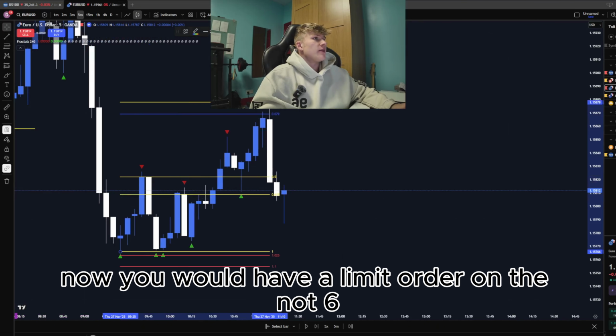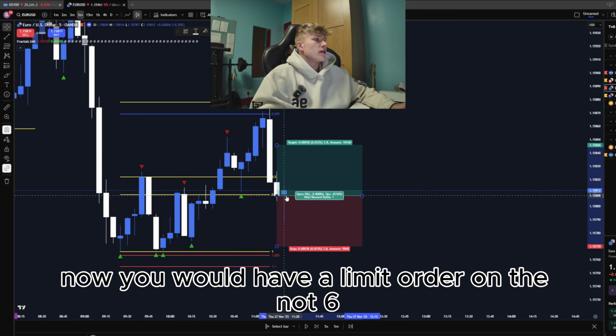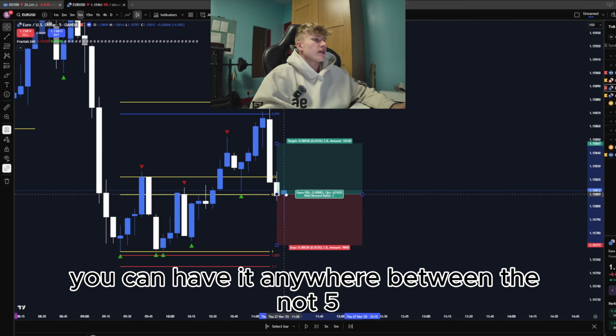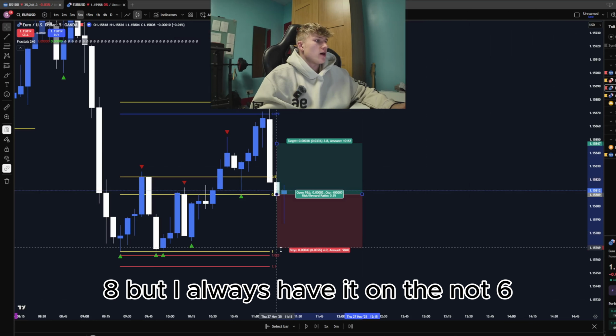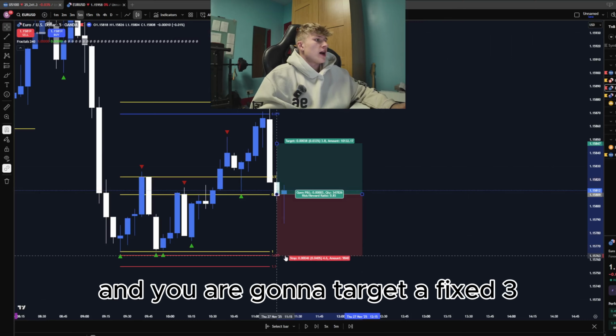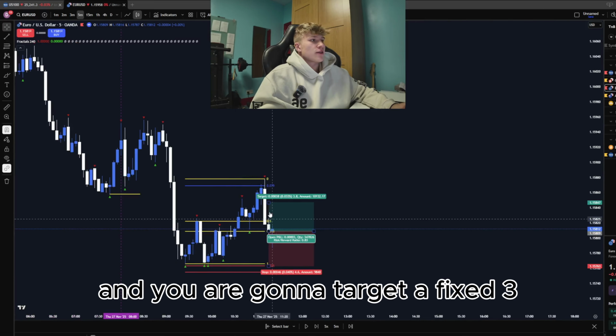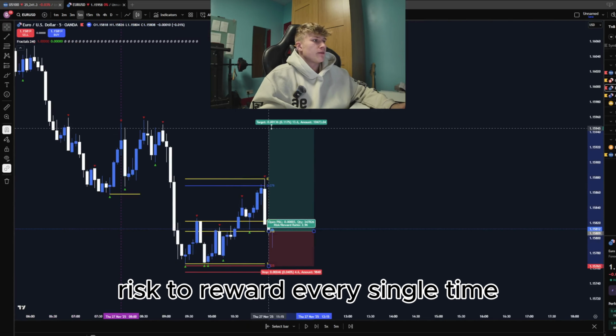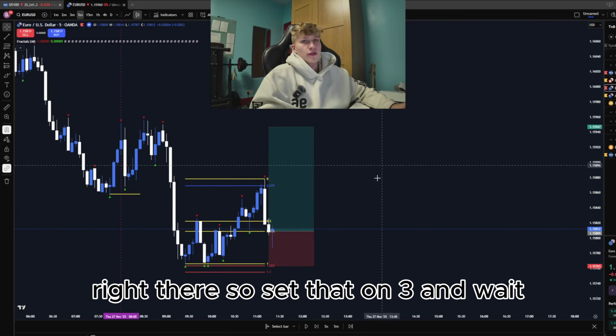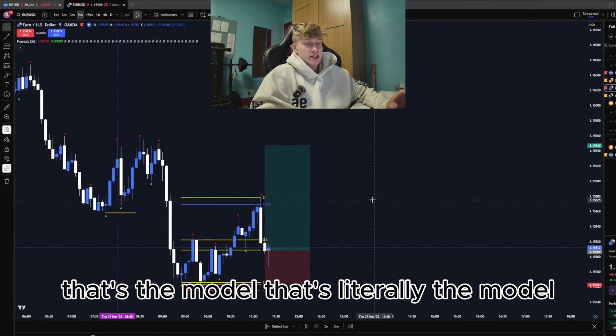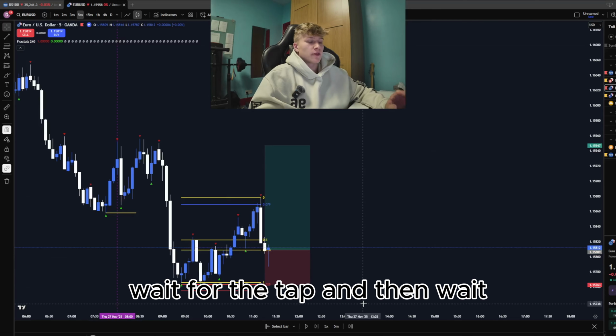Now you would have a limit order on the 0.618 right here. You can have it anywhere between the 0.5 and the 0.618, but I always have it on the 0.618. And you are going to target a fixed 3 risk to reward every single time. Right there. So set that on 3 and wait. That's the model. That's literally the model. Wait for the tap and then wait.